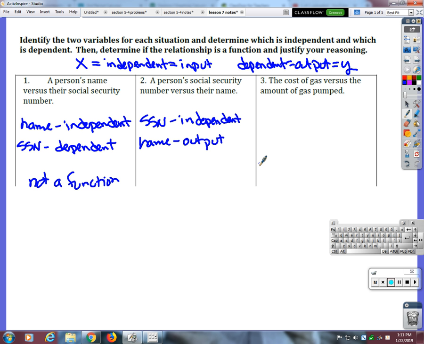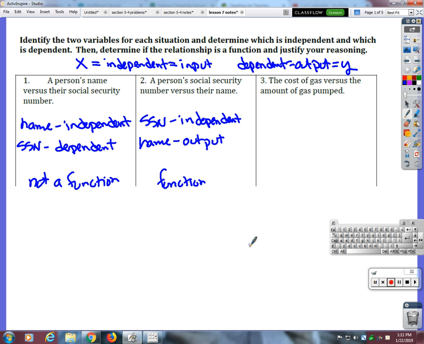Because if you put in one social security number, you're never going to get more than one person with the same social security number. Does that make sense? You have more than one person with the same name, but you never have more than one person with the same social security number. So this would be a function. That felt like a confusing way to start that, but that's okay.